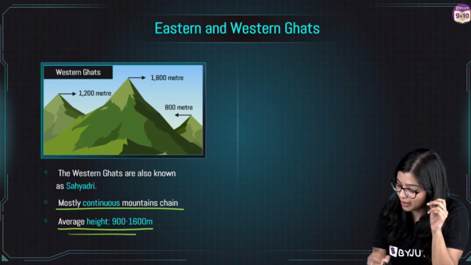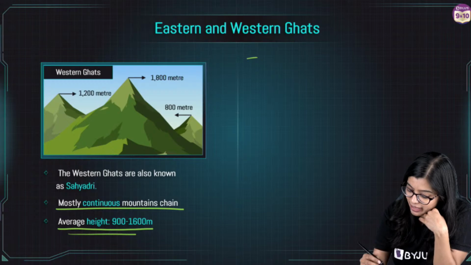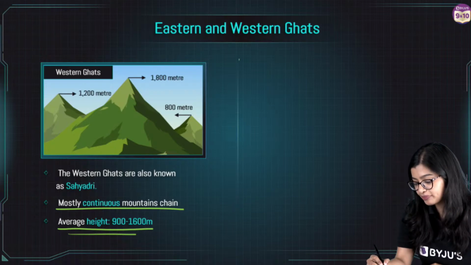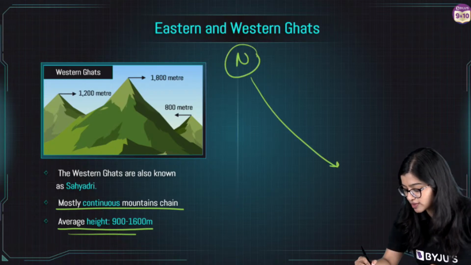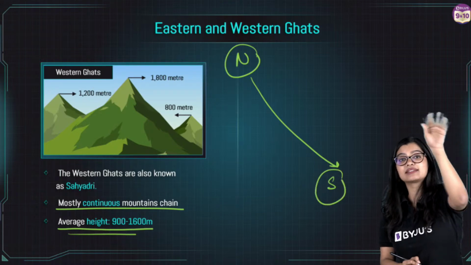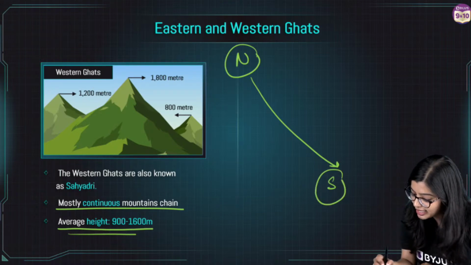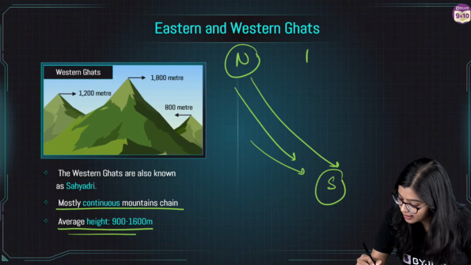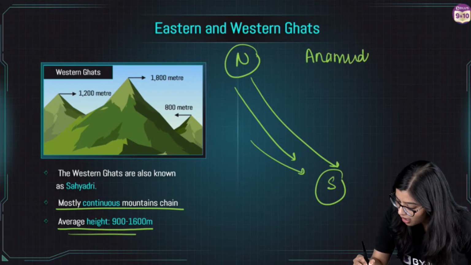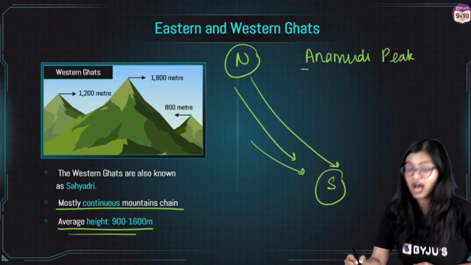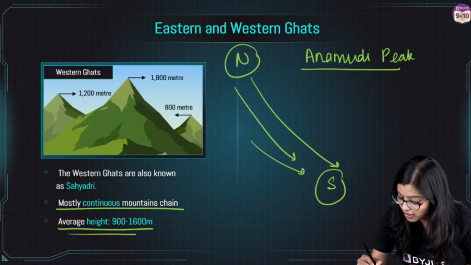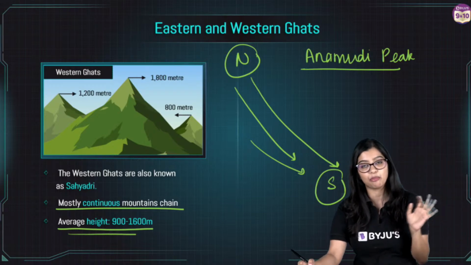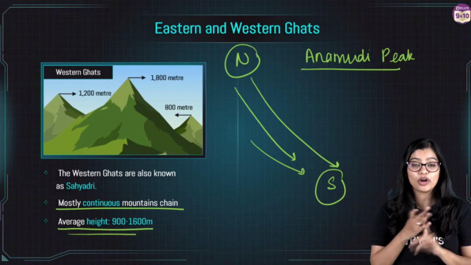Some of the highest peaks are in the southern regions. As we go south from the north, the height of the peaks increases. So highest peaks are normally located towards the southern regions. The Anamudi peak in Kerala is the highest peak in the Western Ghats, while the Doddabetta peak in Tamil Nadu near the Ooty region is also an important peak.